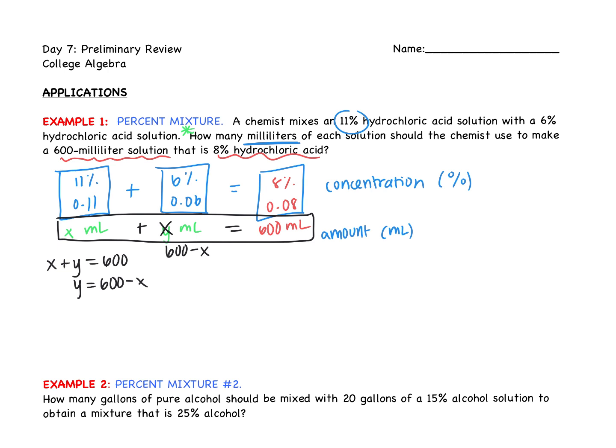Now that we have all of that set up, we can finally write our equation. It's always going to be concentration multiplied by amount. So concentration times amount, concentration times amount, concentration times amount. So we get 0.11 multiplied by X, add 0.06 multiplied by 600 minus X, equals 0.08 multiplied by 600.